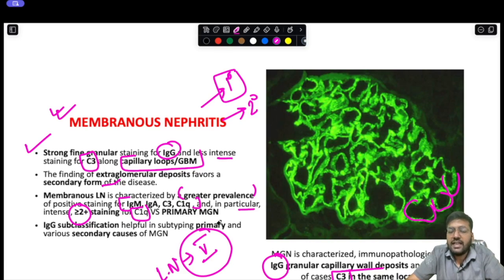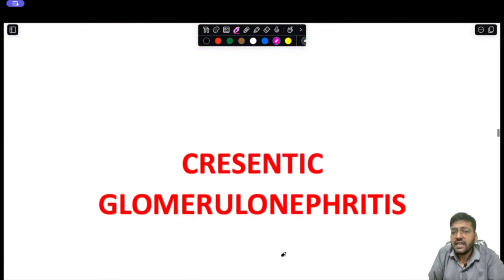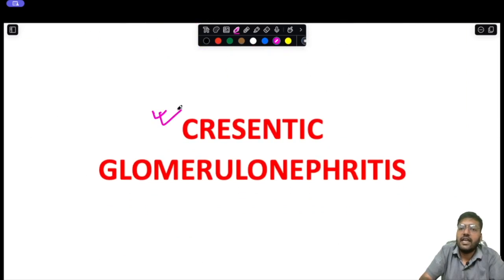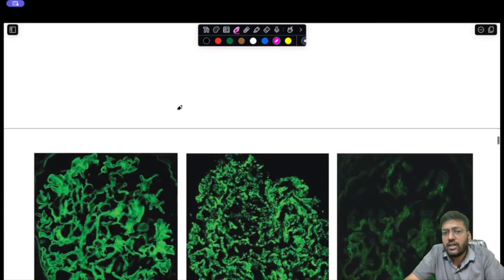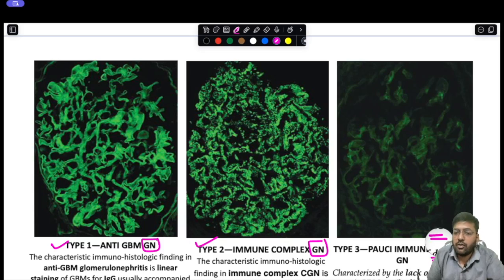As I have already said previously, IgG subclassification is helpful in subtyping the primary and various secondary causes of membranous glomerulonephritis. Next we are going to read about crescentic glomerulonephritis. There are three main types. Type 1 is anti-glomerular basement membrane glomerulonephritis, type 2 is immune complex glomerulonephritis, and type 3 is the pauci-immune variety of glomerulonephritis.